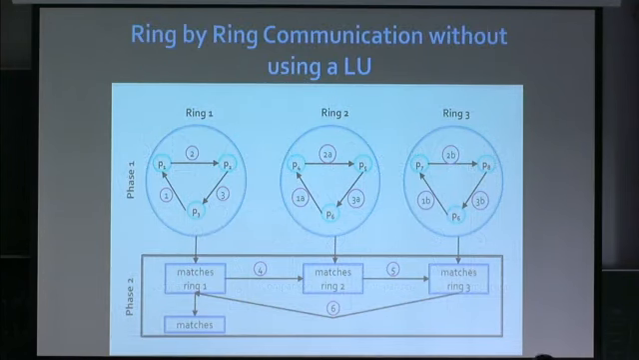And similarly, in ring by ring communication, we again group parties into rings and identify matches from each ring by applying a secure summation protocol. And then in the second phase, we apply a secure summation protocol on the matches identified in each individual ring to identify matches from all rings. So, with these two communication patterns, we reduce the complexity of exponential growth with the number of databases P down to R, where R is the ring size.